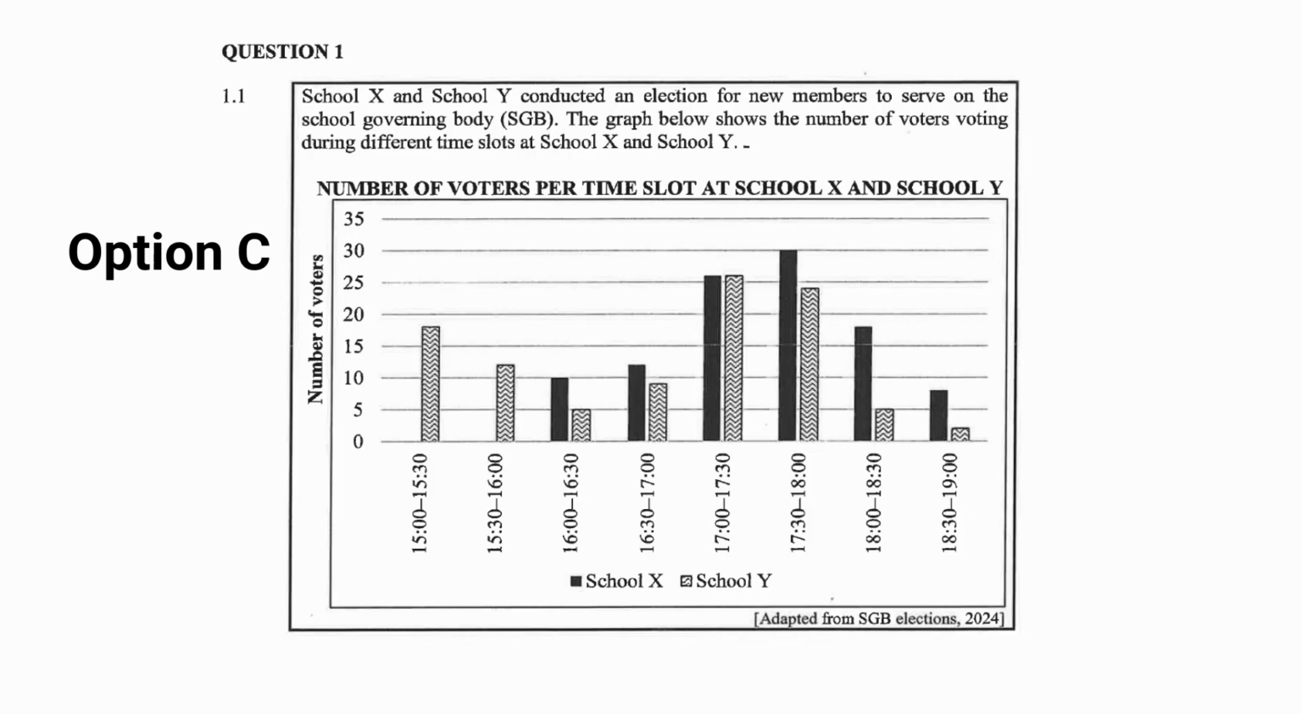This leaves us with option C. The number of voters decreased, then increased, and finally decreased with time. This statement describes the trend of the entire voting session, which makes it the best description of the 3 statements. So the answer is C.